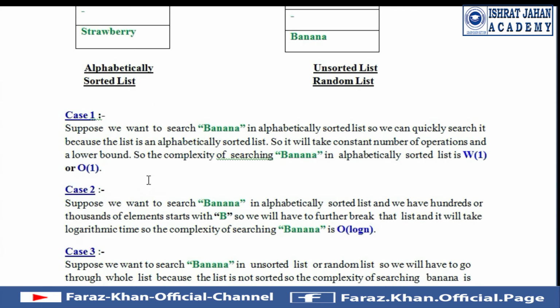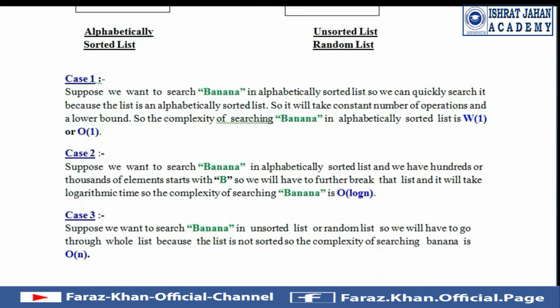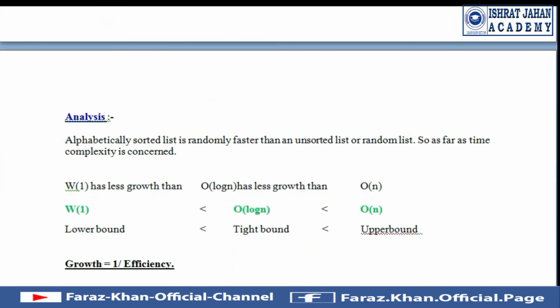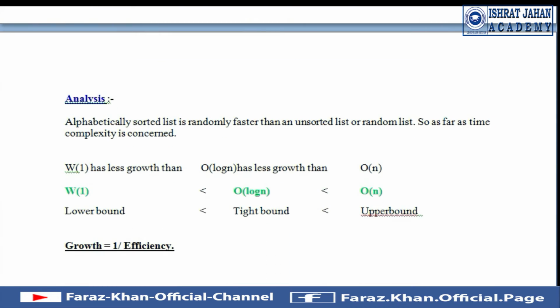I have written all this that I have explained to you, so whenever you see the video you can understand it in a more convenient way, right? So if I write the conclusion of the above three cases, we came to the conclusion: an alphabetically sorted list is significantly faster to search than an unsorted list.